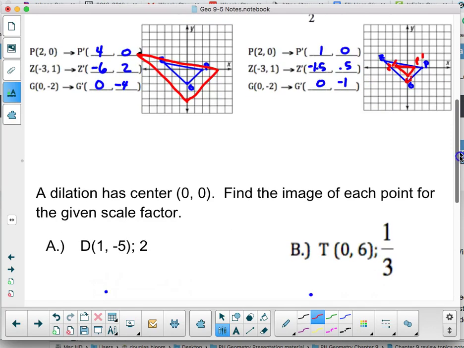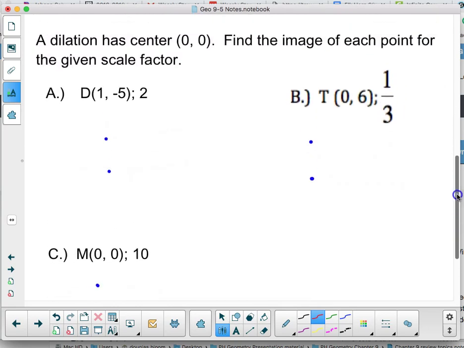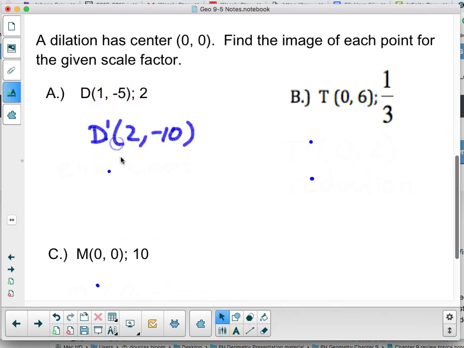Okay, now let's practice this. The dilation has center 0, 0. Find the image of each point for the given scale factor. Well, I've got a point, I got a scale factor. You ready for how hard this is? What's 2 times 1? It's 2. 2 times -5, -10. That's it. And it's an enlargement because it got bigger, because my scale factor is bigger than 1.